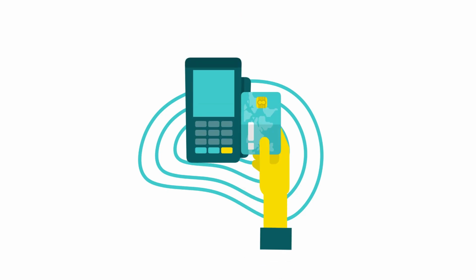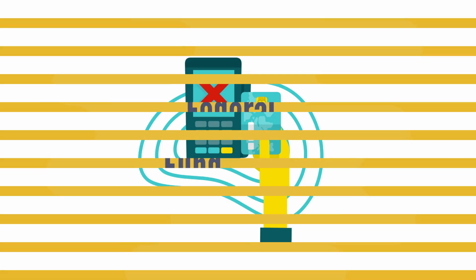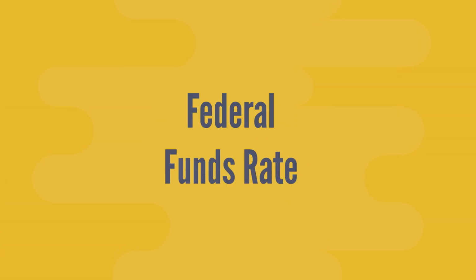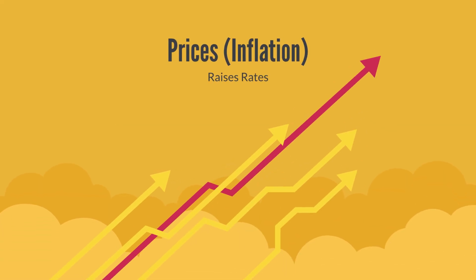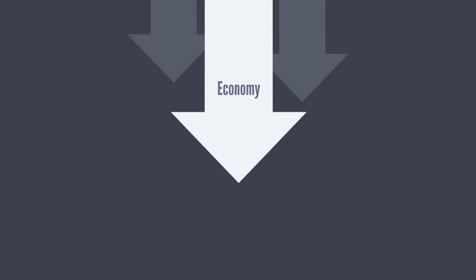Banks don't always have enough reserves to make these payments, so they borrow reserves from other banks. The interest rate they pay for this is called the federal funds rate. This rate is controlled by the Federal Reserve, and it's a key tool for managing the economy. If prices are rising too fast because of inflation, the Fed raises the rate, which makes loans more expensive and slows down spending. On the other hand, if the economy is weak and people aren't spending, the Fed lowers the rate, which makes loans cheaper and encourages people and businesses to borrow and spend more.